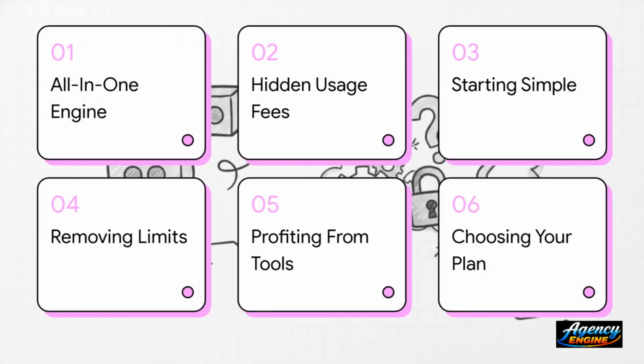So here's our roadmap for today. First, we'll look at the all-in-one business engine, then unpack those hidden usage fees. After that, we're breaking down the three main tiers, starting simple at $97, removing limits at $297, and profiting from tools at $497. Finally, we'll help you choose your perfect plan.